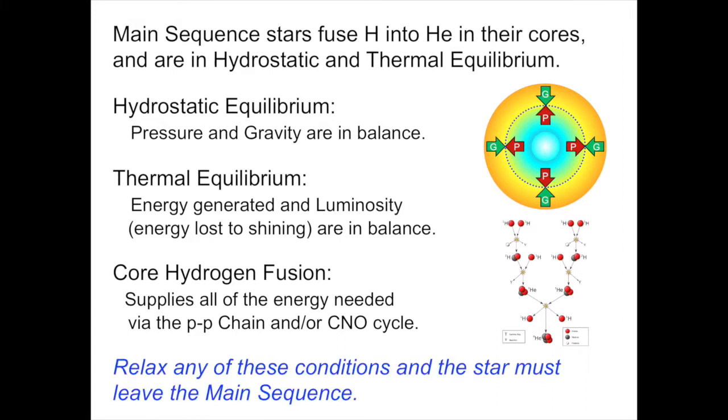If we relax any of these conditions, hydrostatic equilibrium, thermal equilibrium, or core hydrogen fusion, the star must leave the main sequence. Its properties of the interior will change, and those interior changes will have exterior consequences that will change the luminosity and surface temperature of the star sufficiently to cause it to move off of the main sequence and elsewhere into the Hertzsprung-Russell diagram. Indeed, it is changes in either of these three states, hydrostatic equilibrium, thermal equilibrium, or core hydrogen fusion, that is a way we piece together the story of stellar evolution.